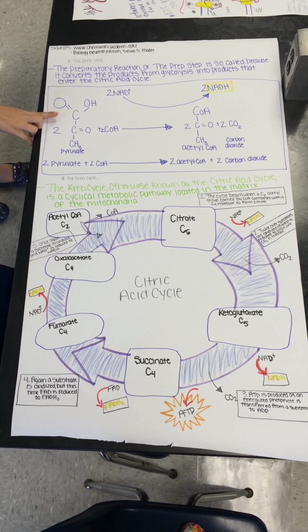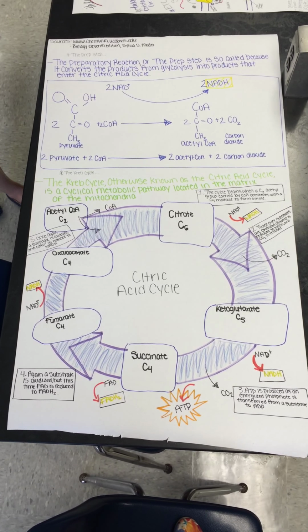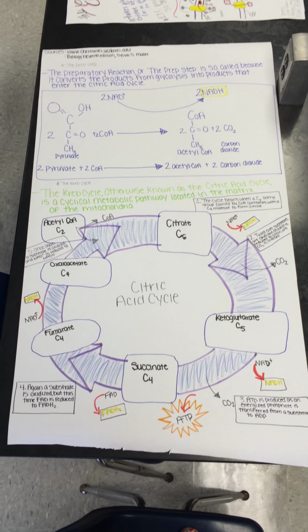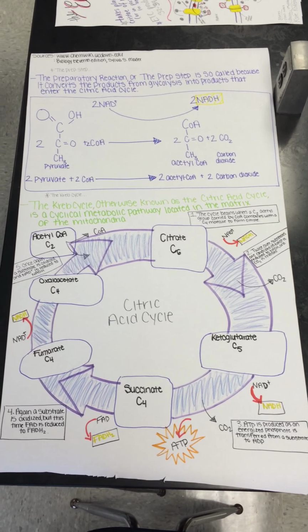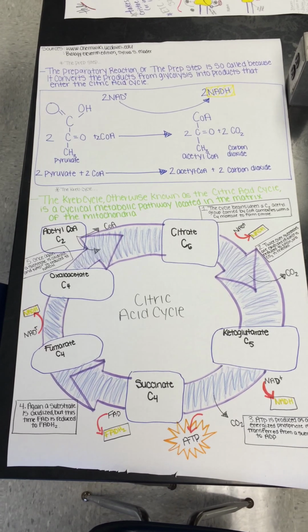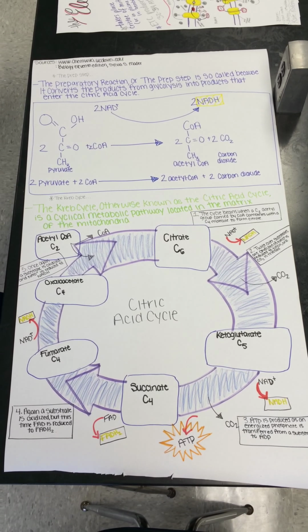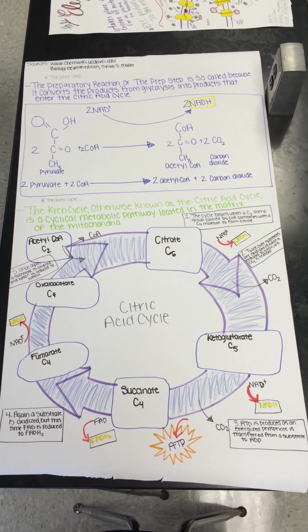As you see here, in this reaction, the C3 pyruvate is converted into a C2 acetyl group and CO2 is given off. This is an oxidation reaction in which electrons are removed from pyruvate by NAD+ and NADH is formed. One prep reaction occurs per pyruvate, so all together the prep reaction occurs twice per glucose molecule.